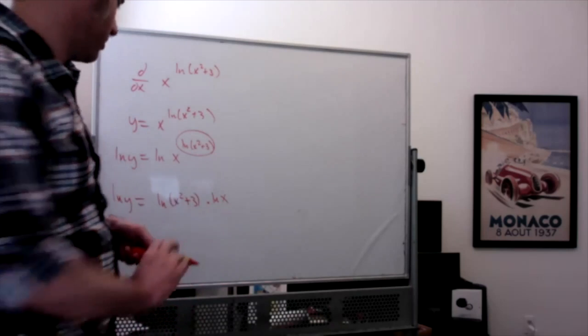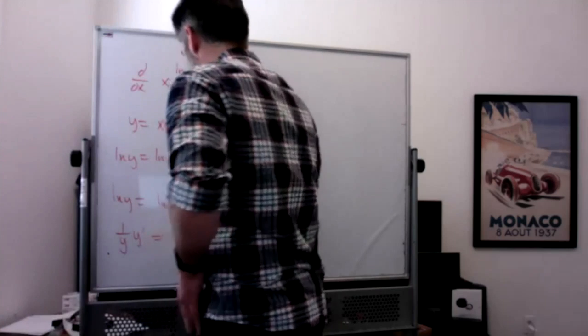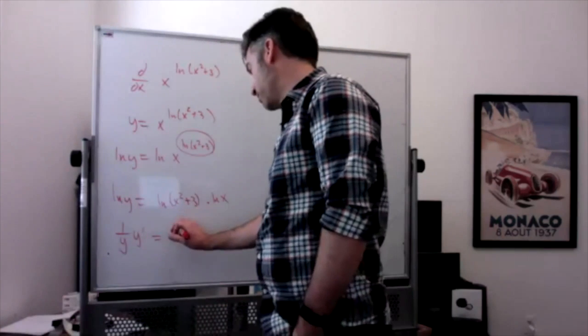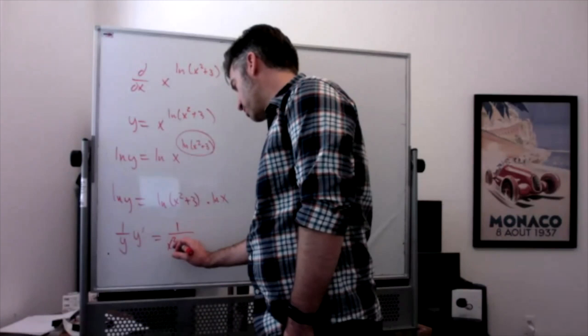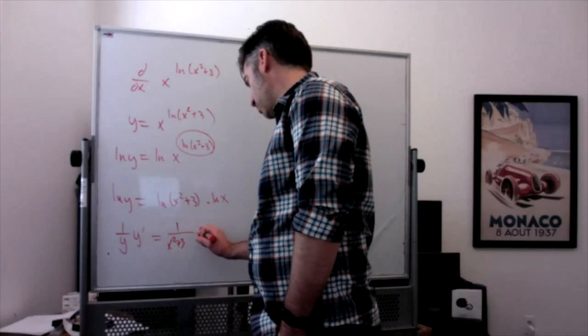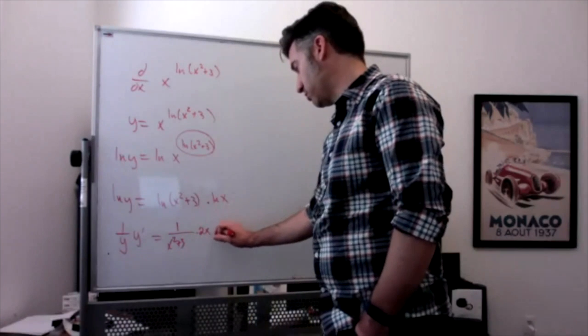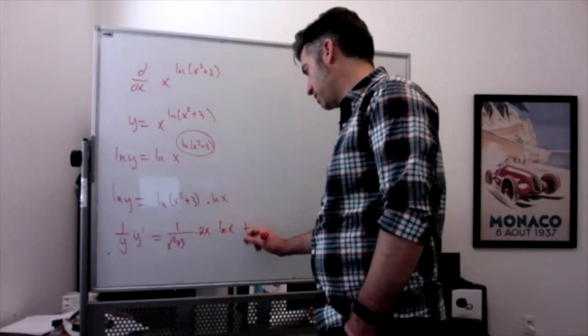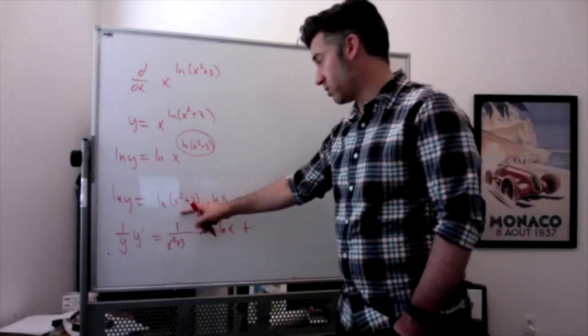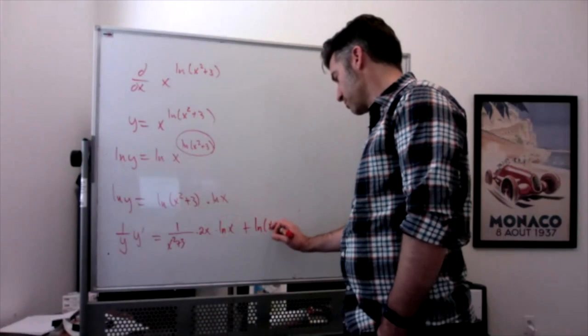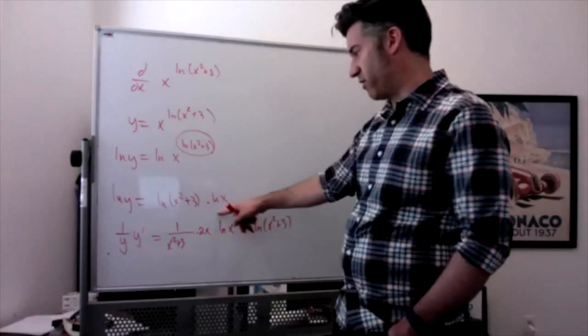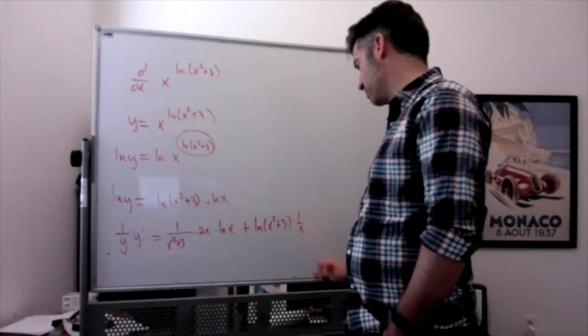And then on the right hand side, product rule. The derivative of the natural log of x squared plus 3 is 1 over x squared plus 3 times 2x, and then times the other function, plus, then we flip it. We leave this one alone and multiply by the derivative of that, which is just 1 over x.